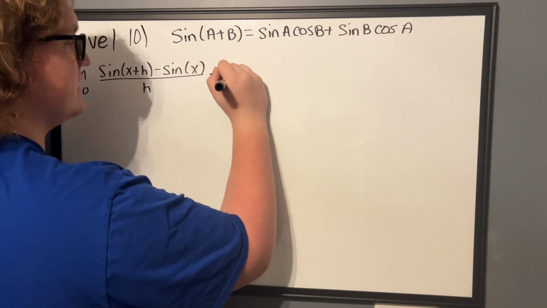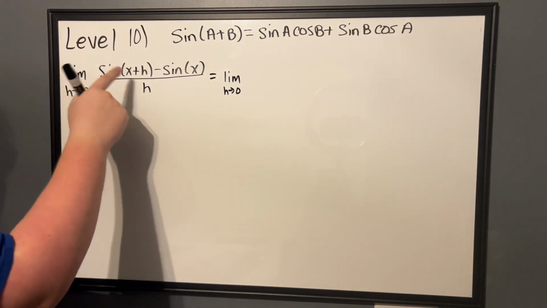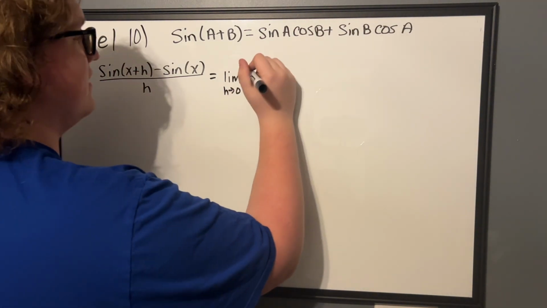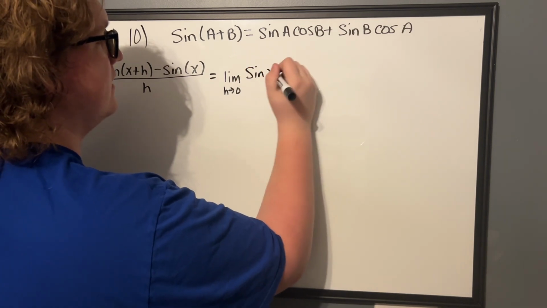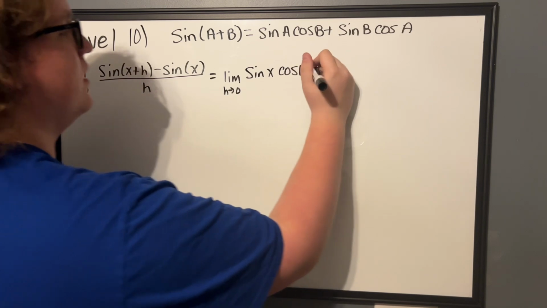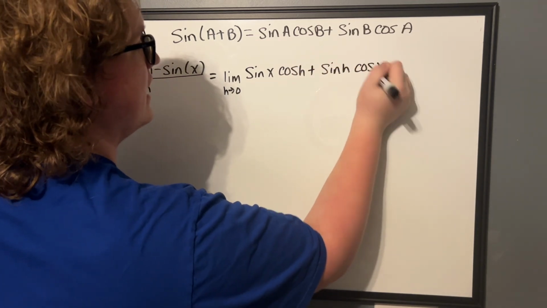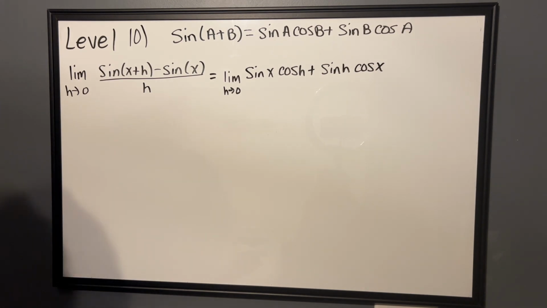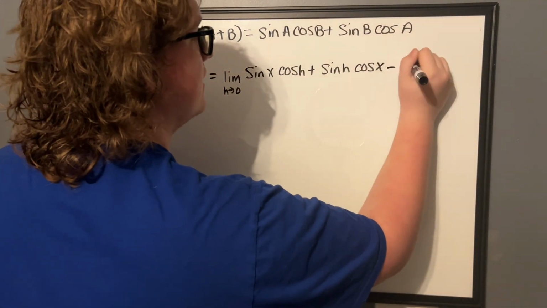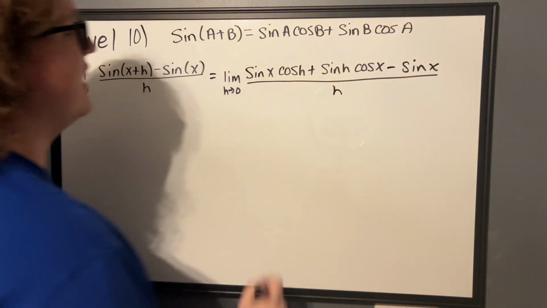So we're going to rewrite it as the limit as h goes to 0. Now, x is our a and h is our b here. So what we really have is sine x cosine h, right? That's this first part, plus sine h cosine x. So that's how we've expanded this a little bit, and now we still have this minus sine x. And then, of course, all of it is over this h.